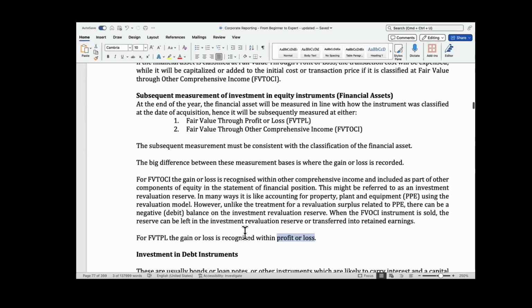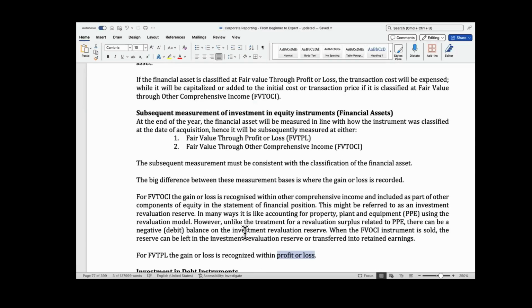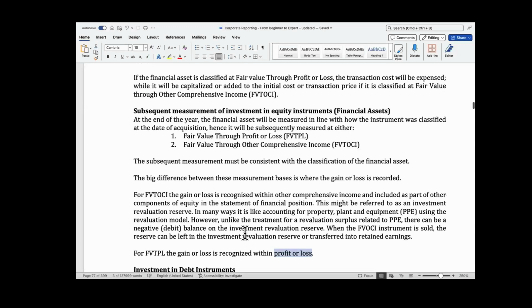So we'll solve questions later, but that's the principle for investment in equity instruments. That is all. It is not more than this. Okay. So still on financial assets, moving to investment in debt.